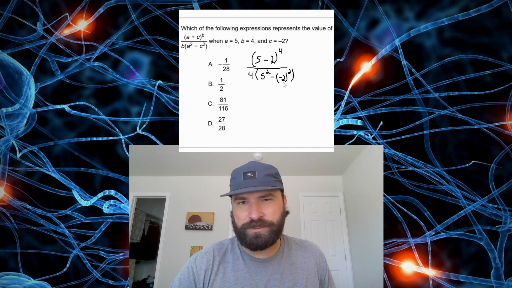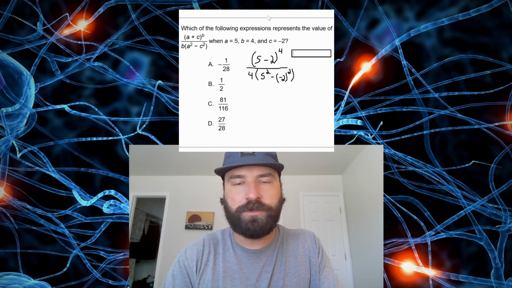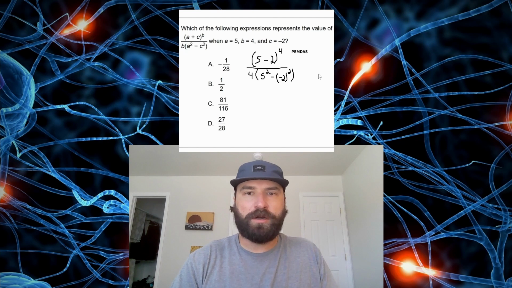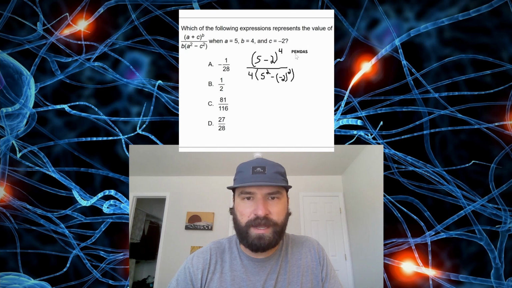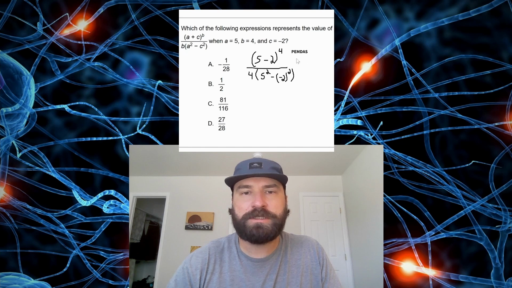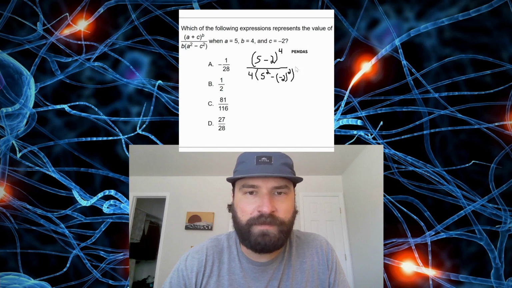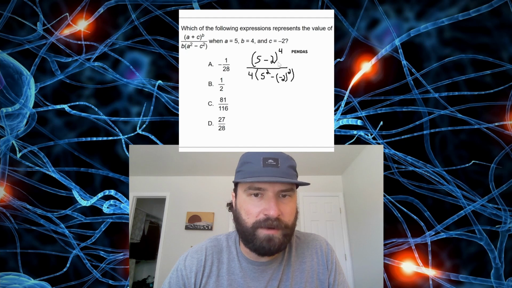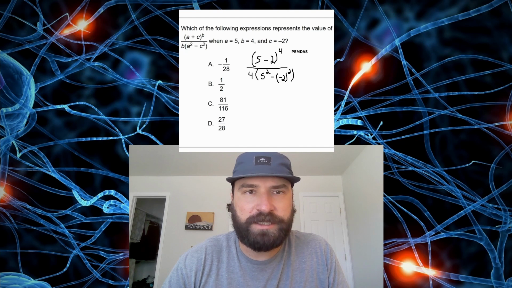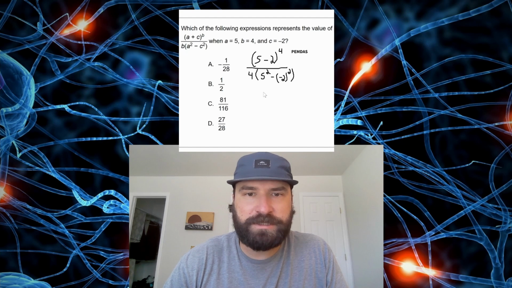You'll notice maybe the trickiest part of this is that c is being squared and c is negative. So we're going to use PEMDAS here, which is order of operations, right? So we're going to start with parentheses, then do exponents, multiplication, division, addition, and subtraction in that order. So the first things we want to look at are parentheses. So I've got a pretty good amount of parentheses here. The first thing I see up top is that we have 5 minus 2. So I can just do that.